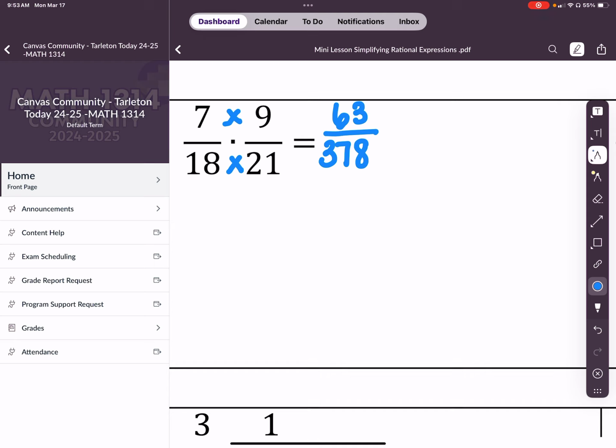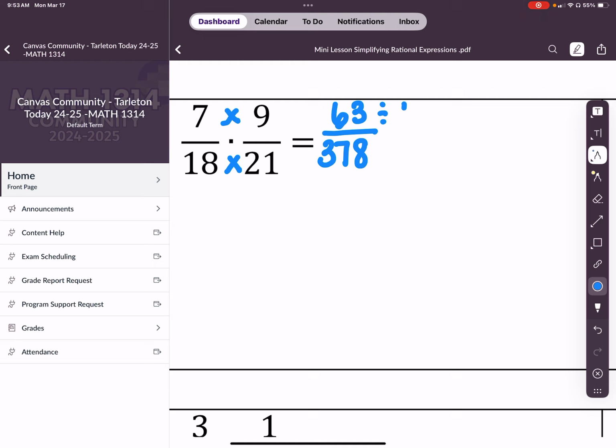Okay? And so one thing, I know 9 will go into 63, obviously. Let's see. 378 divided by 9. Okay, that gives me 42. So I'm going to go ahead and reduce it by 9. Okay, so 63 divided by 9 gives me 7. 378 divided by 9 gives me 42.